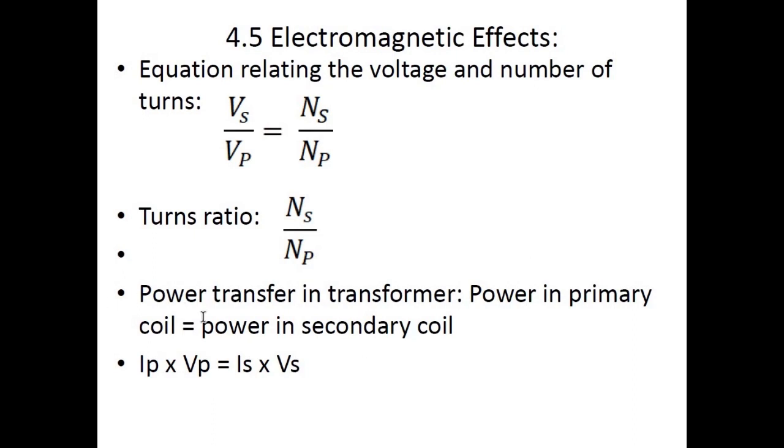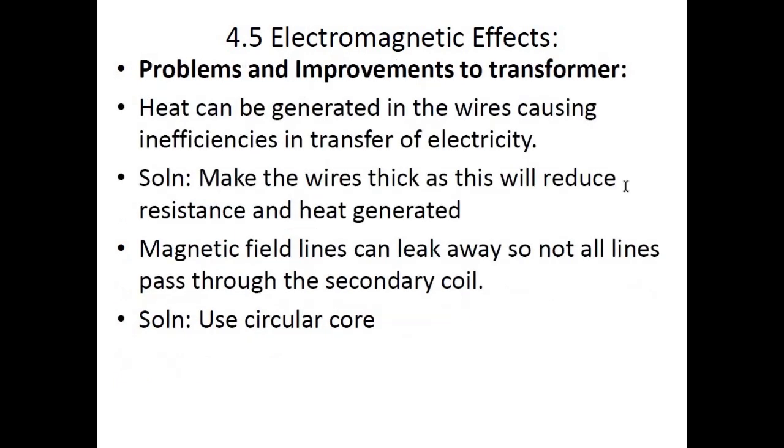Whereas the power in a transformer can be calculated by using this formula. Always remember, the power dissipated in the primary coil is always equal to the power dissipated in the secondary coil. So IP, the current in the primary coil, multiplied by VP, the voltage in the primary coil, would always be equal to IS, the current in the secondary coil, multiplied by VS, the voltage in the secondary coil.